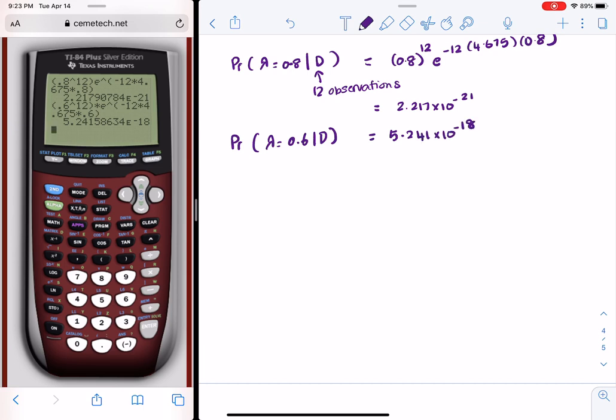So we want to go for the maximum likelihood. So of the two, max likelihood is when lambda equals 0.6. So given the two choices, which one should we go with? Or which is reasonable?